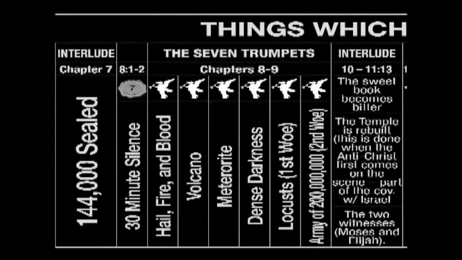So when the first trumpet is blown, hail and fire mingled with blood hits the earth, and 1/3 of the earth is burned up. 1/3 of the trees are destroyed, and all of the grass is burned. So if I were you, on your chart, when it talks about the first trumpet, I would write down 1/3 of the trees are destroyed, and all of the grass is burned up.